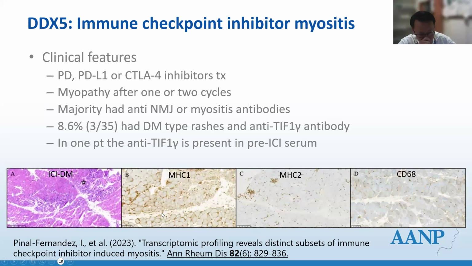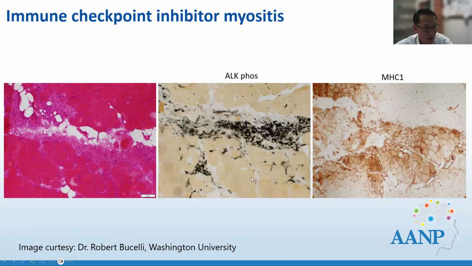But if you read really close, if you read the full paper, you'll find that these patients actually have anti-TIF1 gamma autoantibodies. And in the patients that have both pre and post treatment serum, the TIF1 gamma is actually present in the pre-treatment serum. So these may truly be dermatomyositis cases rather than ICI myositis, or it might be an overlap case. However, I have personally talked with Dr.